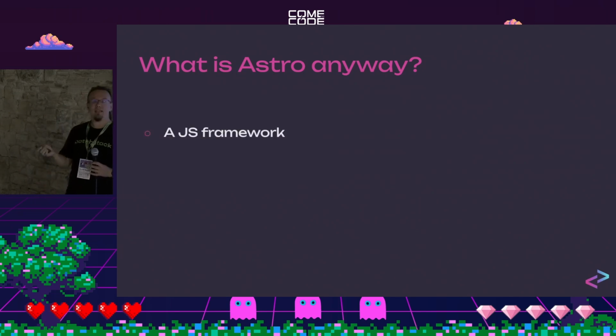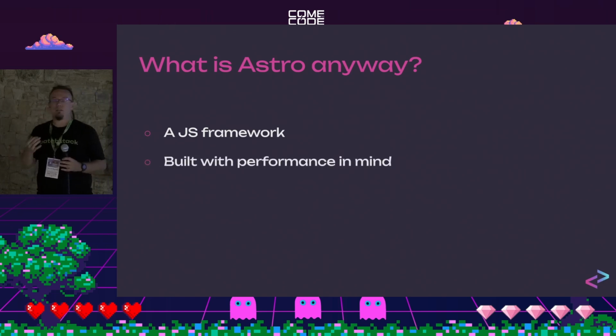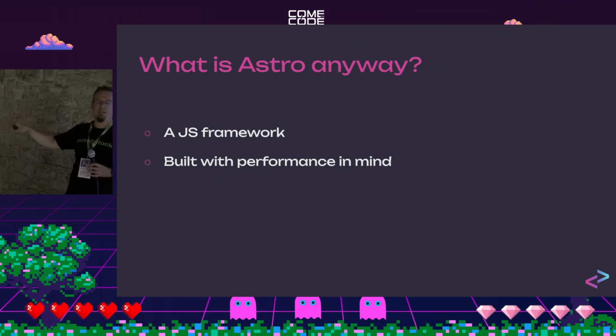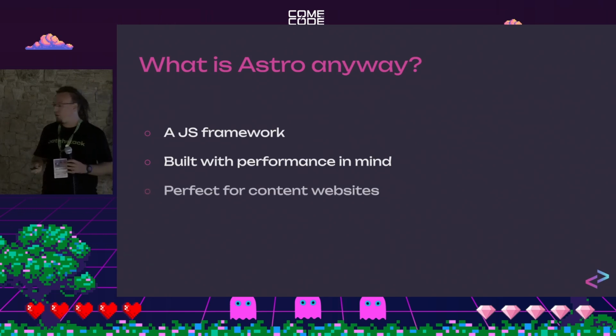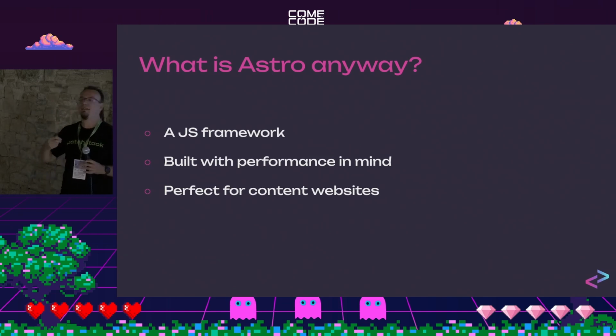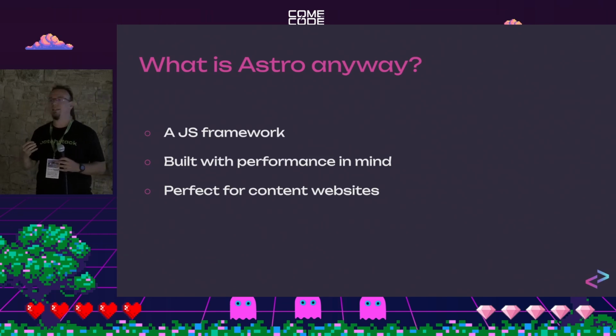First of all, yes, it's a JS framework. It started as a static site generator, but over time, it became a really full-blown, full-stack JavaScript framework. It's built with performance in mind. You will see a lot of slides about it in a minute, but in general, they do care about the performance. Because it's very important, because Astro is not for applications, it's for content websites. And with content websites, the performance is really, really important. All the optimizations are crucial.